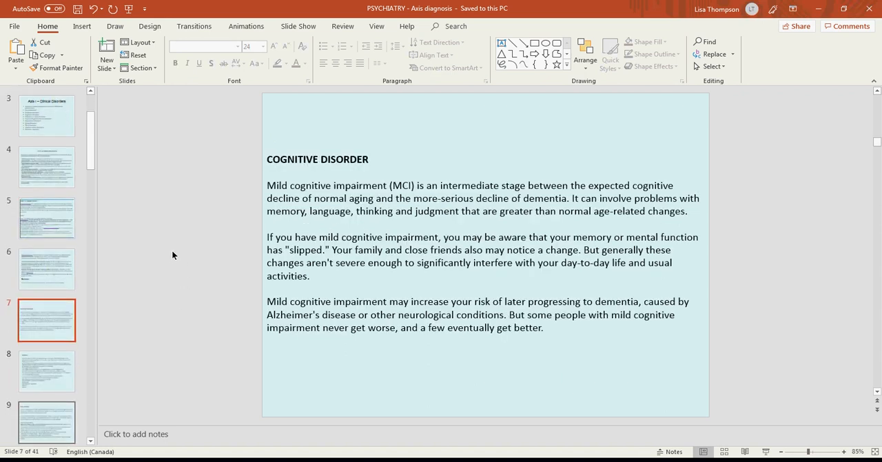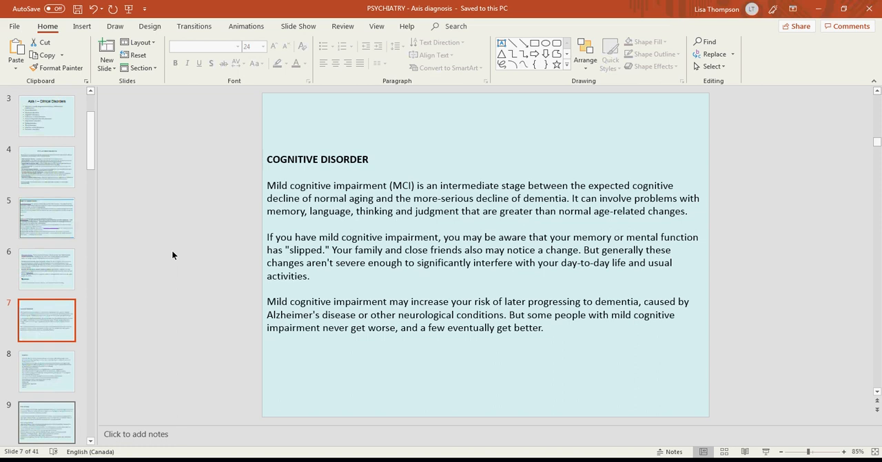Cognitive disorder. Mild cognitive impairment, also known as MCI, is an intermediate stage between the expected cognitive decline of normal aging and the more serious decline of dementia. It can involve problems with memory, language, thinking, and judgment that are greater than normal age-related changes. If you have mild cognitive impairment, you may be aware that your memory or mental function has slipped. Your family and close friends also may notice a change, but generally these changes aren't severe enough to significantly interfere with your day-to-day life and usual activities.